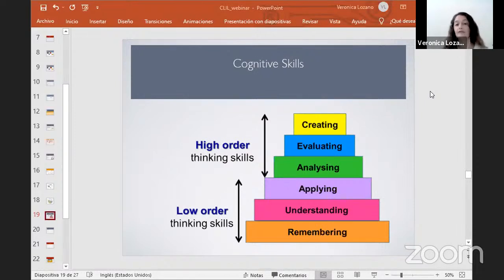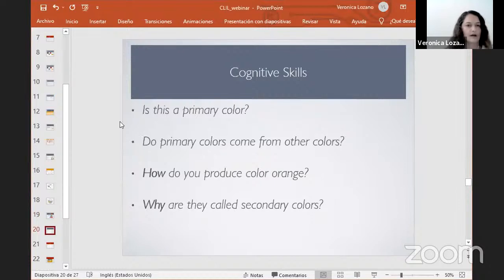But then higher order thinking skills would require more complex structures and words, evaluating. Well, on the one hand, I think China is a very big country, but on the other hand, see, this is a more complex structure. Okay, moving on.